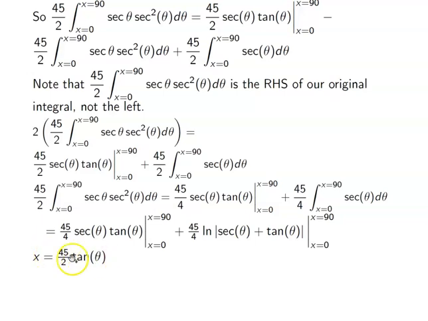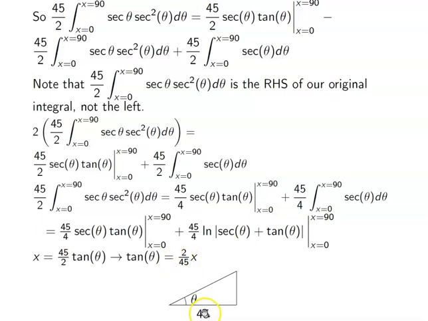If I come back to my original x, which is 45 over 2 tan theta, I can now start to isolate theta. So I will divide both sides by 45 over 2, not tan theta. And that tells me what my triangle will look like. My triangle here, the tangent is 2x over 45.